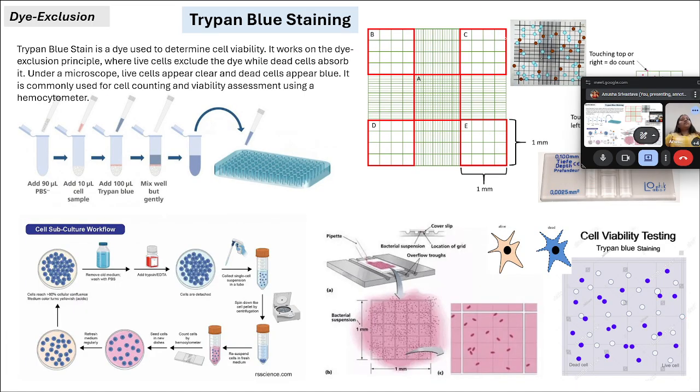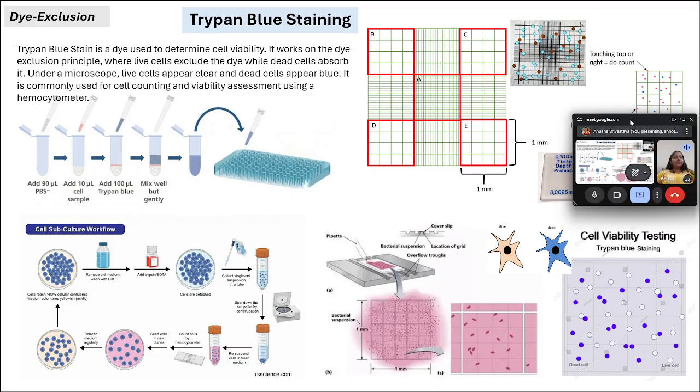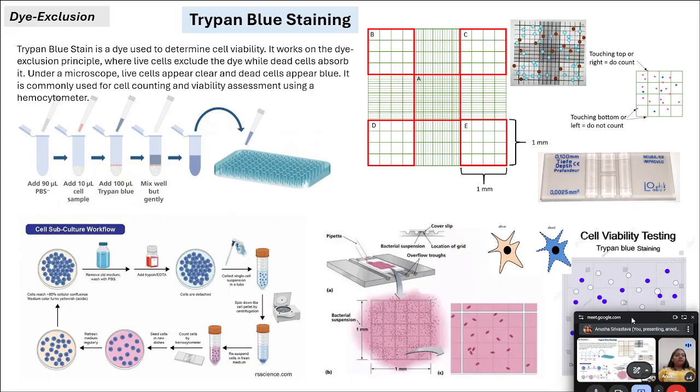Now let's first talk about this trypan blue assay, or trypan blue exclusion principle, because this one is very commonly used. Trypan blue stain is a dye used to determine cell viability. It works on the dye exclusion principle, where live cells exclude the dye while dead cells absorb it. Under a microscope it will look like this. The blue ones that you are seeing are the dead cells, and these are the live cells.